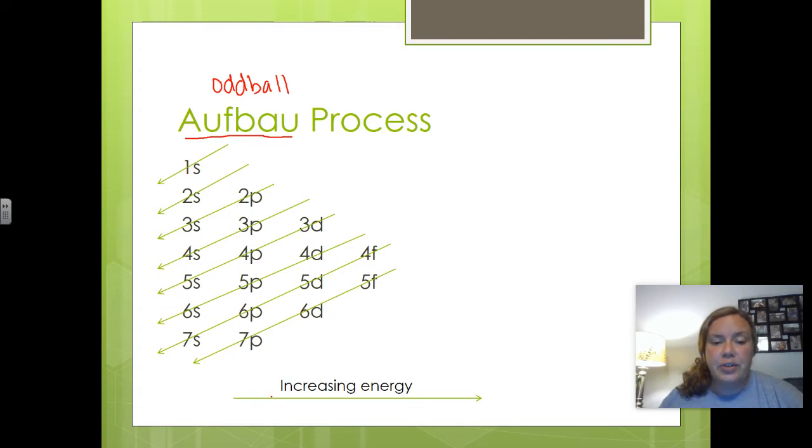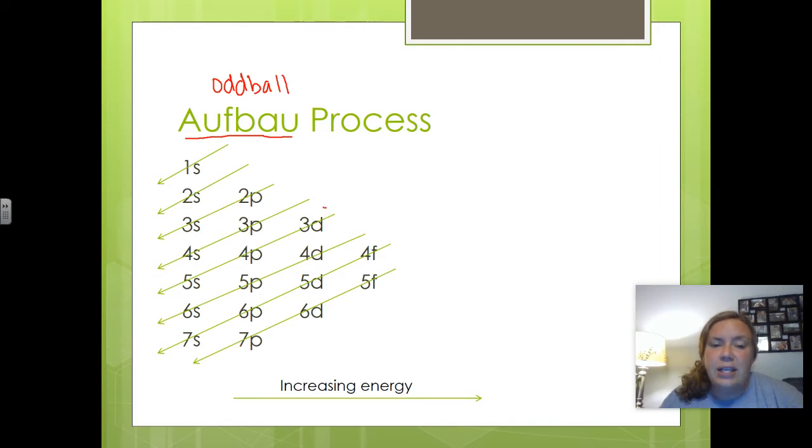Notice here, we have a chart with increasing energy. So s's have the lowest energy, then p's, d's, and f's. If you follow these arrows, we're going to fill the 1s orbital first, and then the 2s orbital, and then the 2p, and then the 3s, and then the 3p, and the 4s.